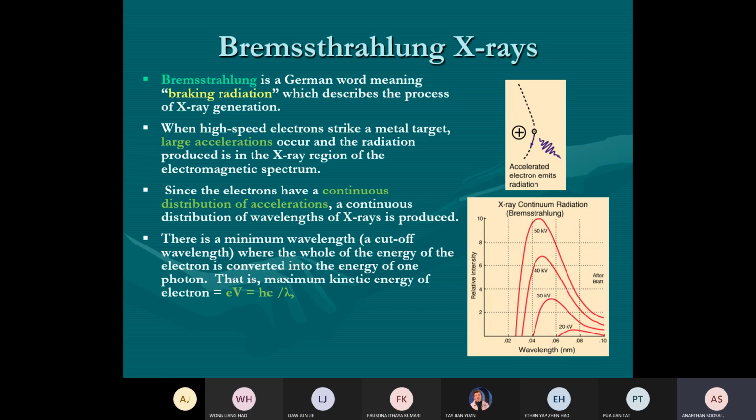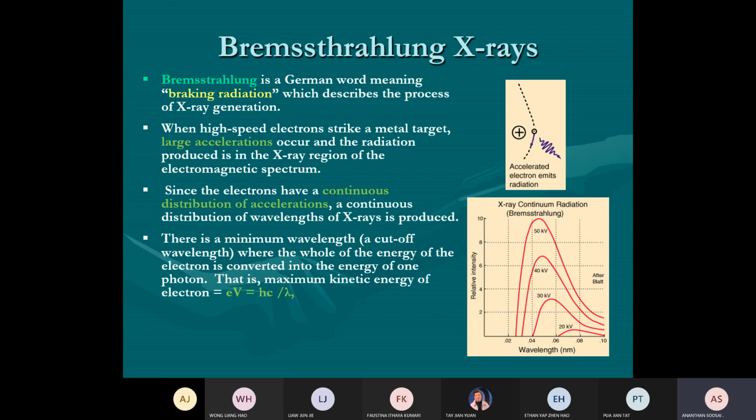Why is there a cutoff? Cutoff happens when there is one electron going to collide head-on. Not all, but one electron might, unfortunately, go to the atom and have a head-on collision. That means the electron makes only one collision and stops immediately. That means all its energy is converted to one single photon. That means the greatest acceleration happens. So all the energy of the electron will convert to one single photon.